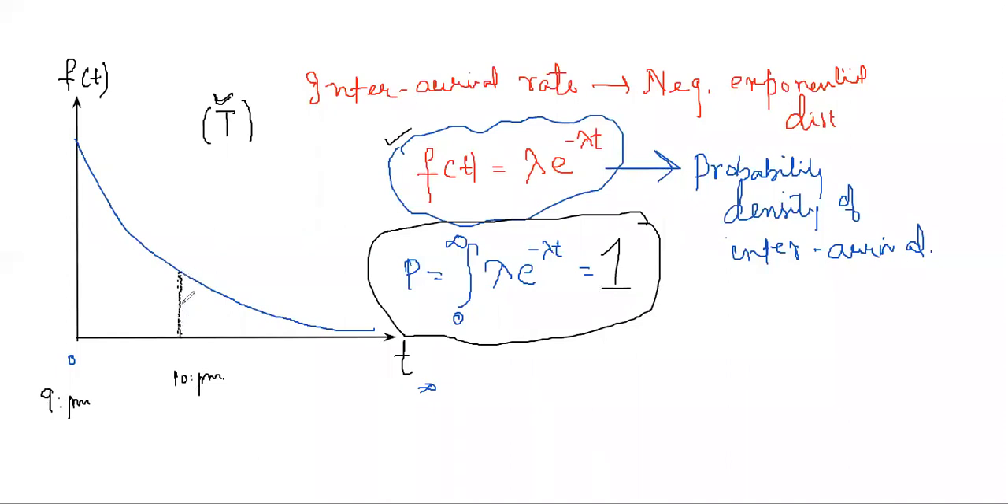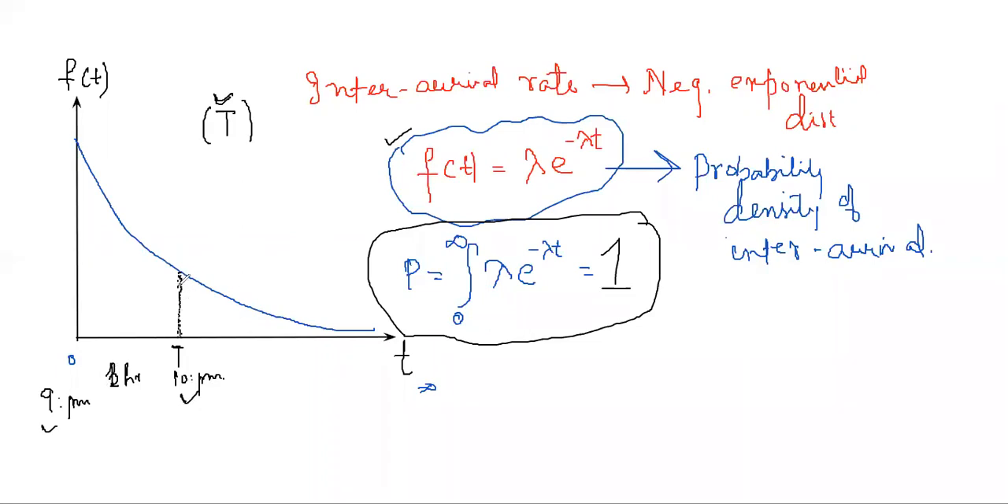Again, we don't know when the customer will arrive. One customer has arrived, we don't know after how much time the new customer will arrive. Therefore this becomes the capital T, and this capital T here is, suppose, 1 hour. This time equal to 0 is 9 p.m. and this time is 10 p.m. Therefore the time elapsed is 1 hour.